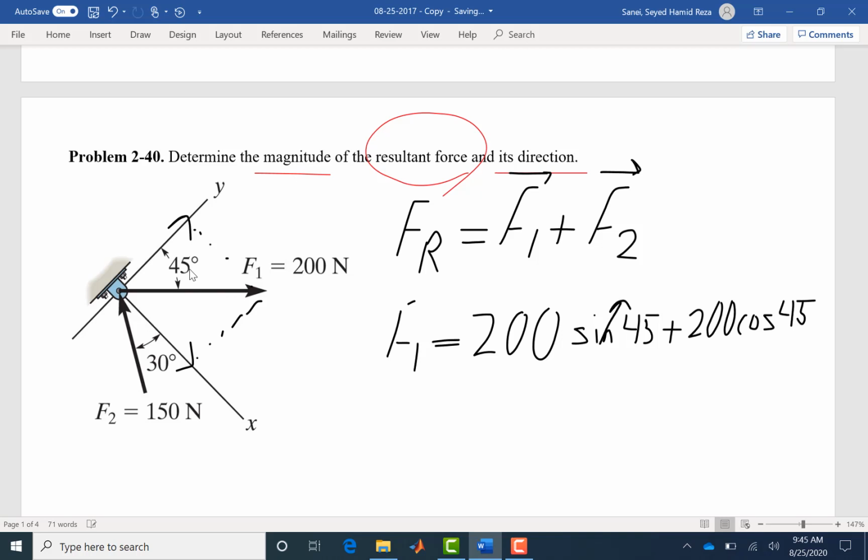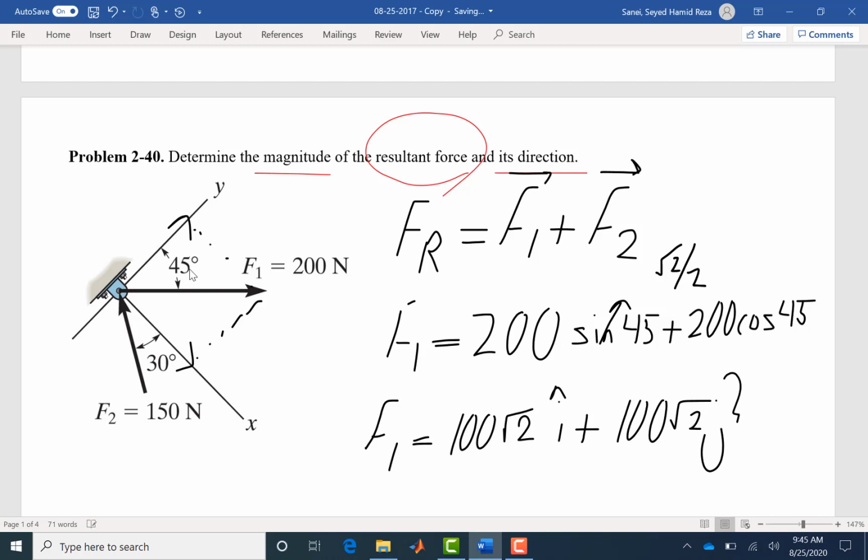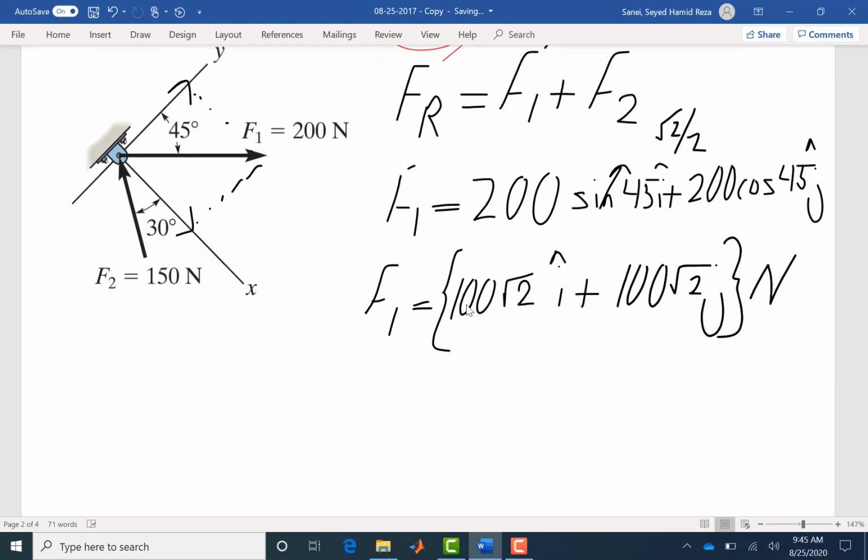I know cosine 45 is the square root of 2 over 2. So I can simplify that. F1 would be 100 square root of 2 i plus 100 square root of 2 j. And the unit system that I have is Newton. And let me write i and j here as well to be consistent. So I'm done with F1. I wrote it in Cartesian form. Now I need to move to F2.